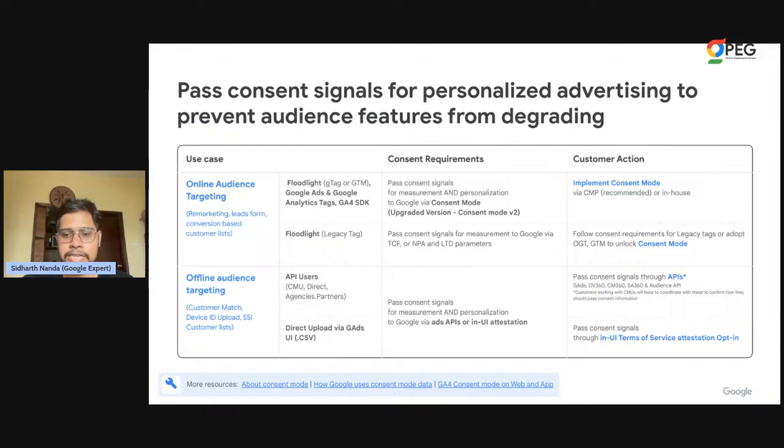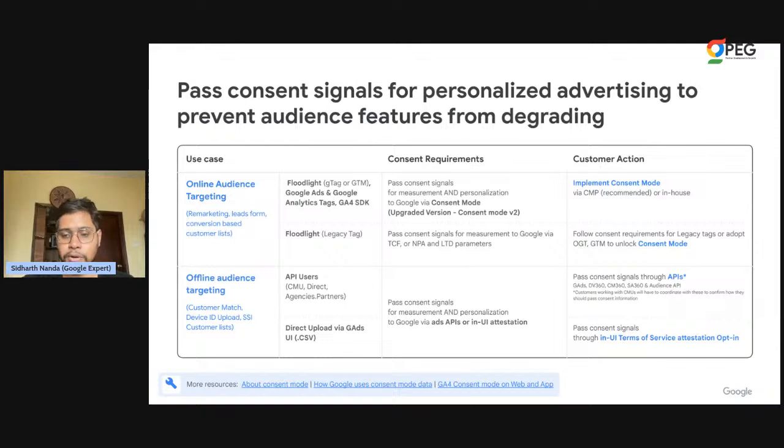For measurement use cases, if you have a legacy Floodlight tag, you can use non-personalized ads parameters to specify if you have an end user consent for this personalization. For offline audience tracking, depending on the product or the platform you're trying to use, you can use the respective product specific APIs to pass your consent signals.